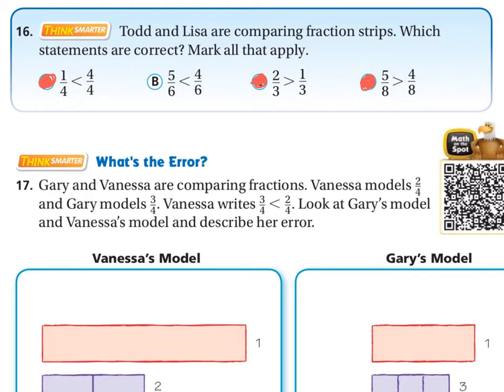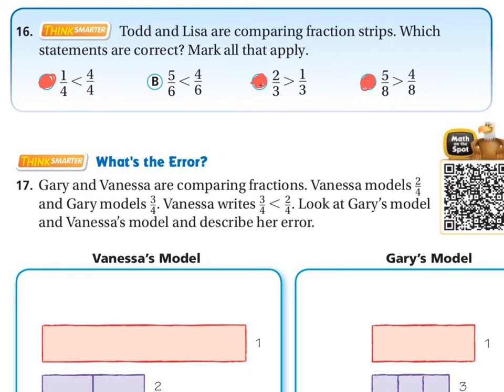C, I'm looking at two fractions that are broken up into thirds. Here I have 2/3. Here I have 1/3. 2/3 is greater than 1/3. I see the greater than sign here. It is eating my greater fraction 2/3, so that is correct.